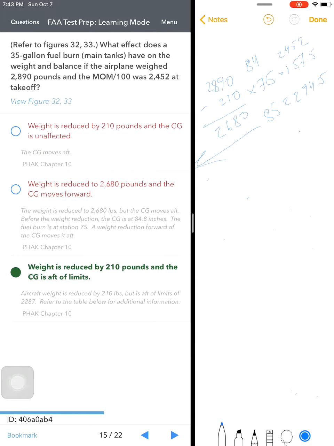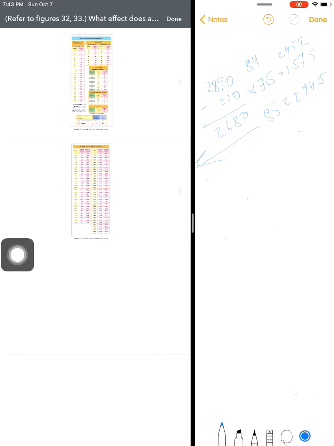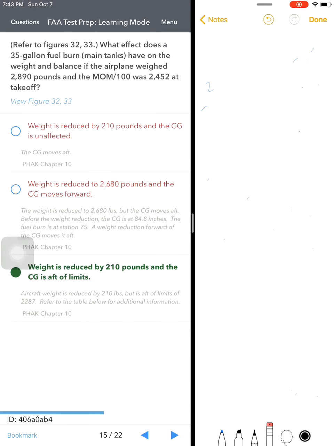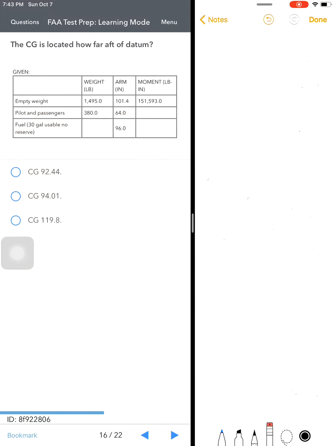Alright, so that's how you answer. When you see these graphs, they are all the same, but if one is a little bit fishier, I'll try to help you go through it together. Alright, let's go to question 16.